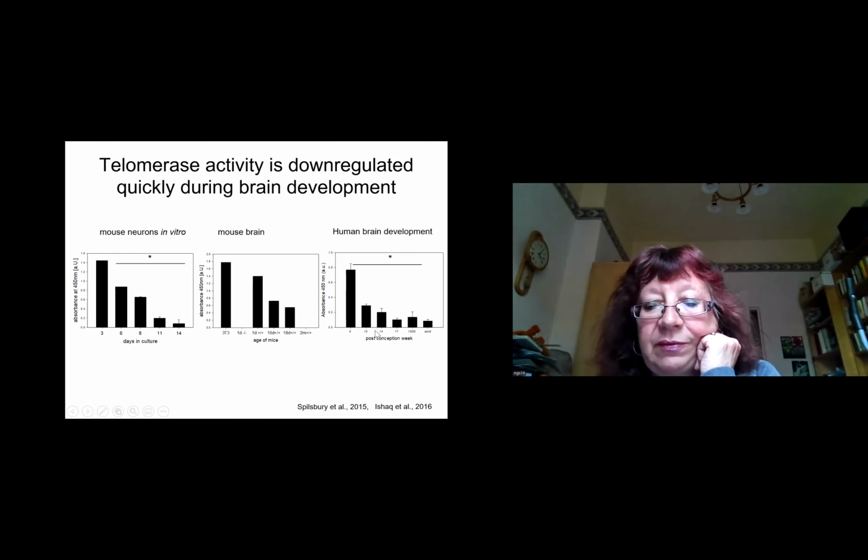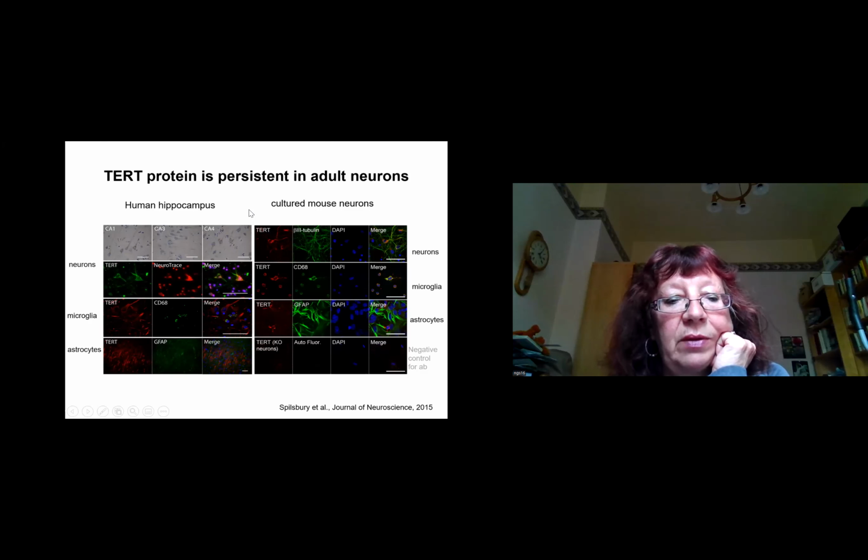I already told you that telomerase activity is one thing, but we looked for the protein, and this is now human tissue, so it's human hippocampus. First, we looked with immunohistochemistry, and you see the brown staining of neurons for TERT, or we have now the green secondary antibody, and we co-localize this with Neurotrace in order to make sure we only look at neurons. And again, it seems that neurons still have persisting TERT.